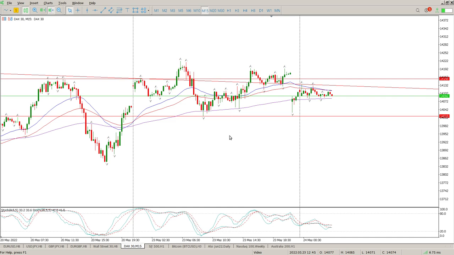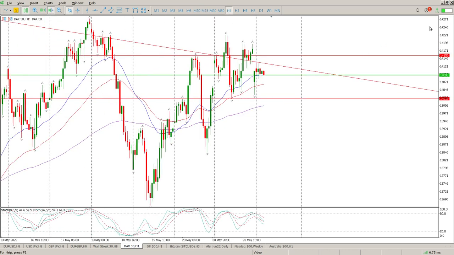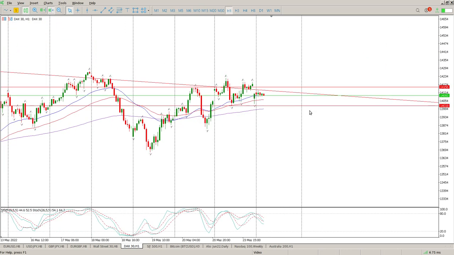But for me this is sideways, and when it's sideways I would prefer to sit quietly and wait for better structure, and that's exactly what I'm doing with the DAX today. I'm not really interested in getting into this until one of these two levels break, or one of these three levels should I say, because that trend line is becoming a major player as well.